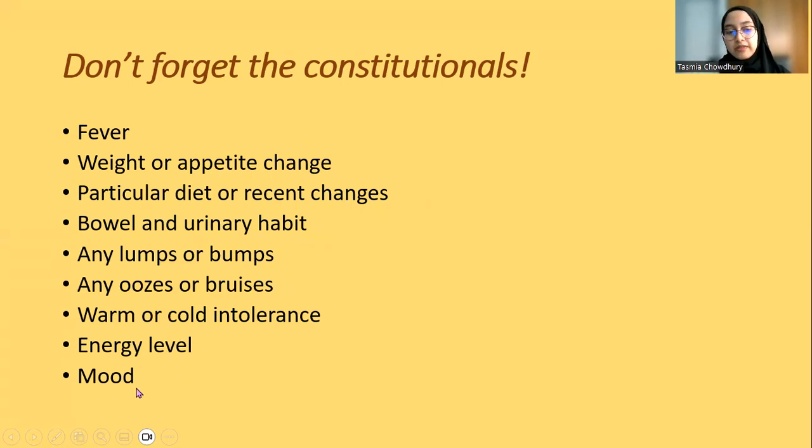For example, this energy level and mood can help you to direct your diagnosis towards fibromyalgia if there is any problem. Because in fibromyalgia, they will complain of a low energy level and a depressed mood. And if you find something in the mood about depression, ask other questions to rule out depression as well.